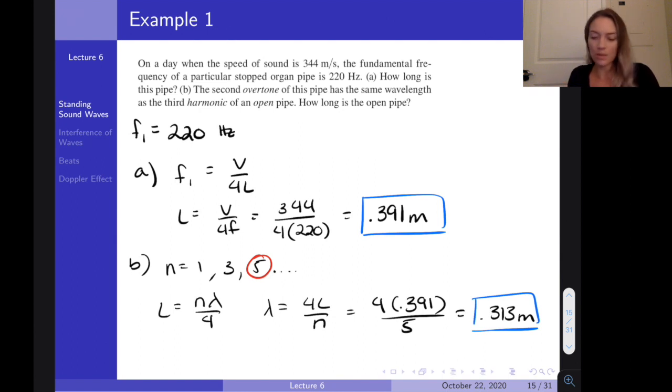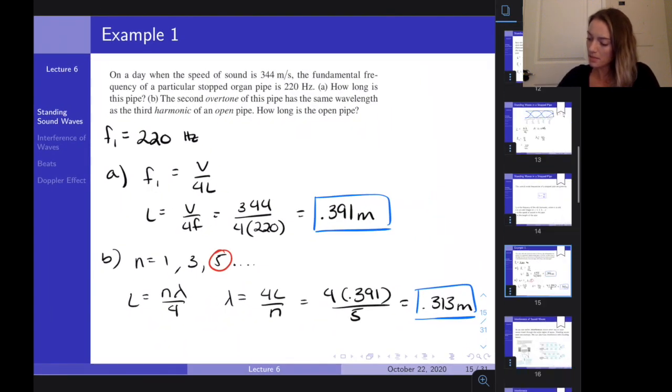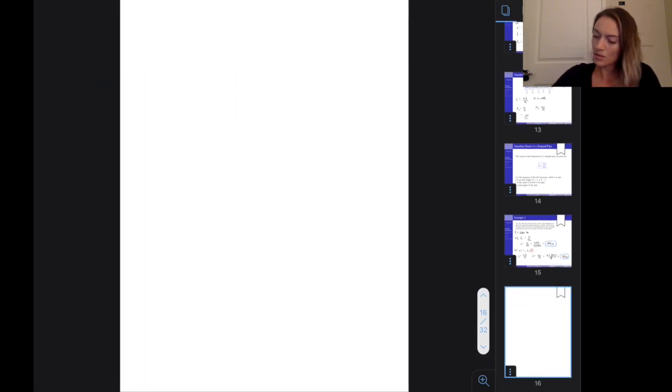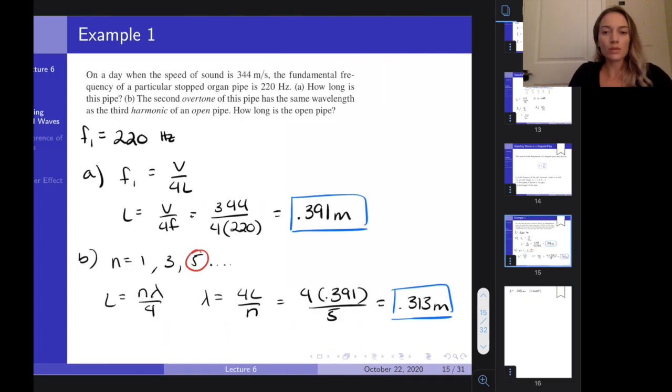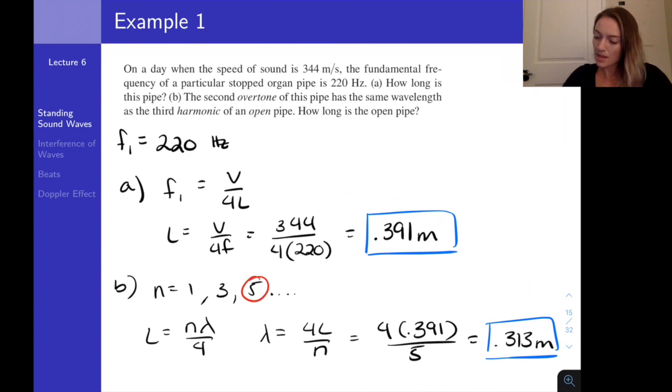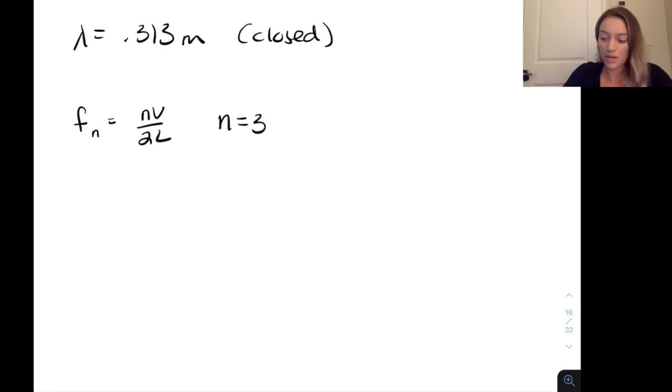Now it's saying this is the same wavelength as the third harmonic of an open pipe. So I'll add a page in here. So we have lambda equal to 0.313, we said, for our closed pipe. Now we're looking at the third harmonic of an open pipe. For open pipes, the harmonics are given by nv over 2L, and this is the third harmonic, so that just means that n is going to be equal to 3.